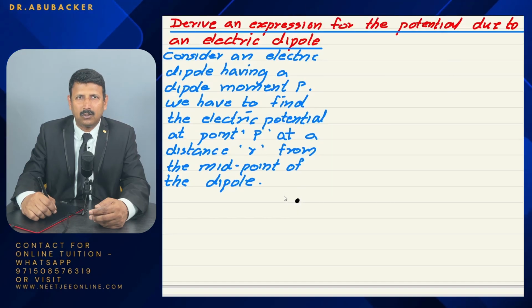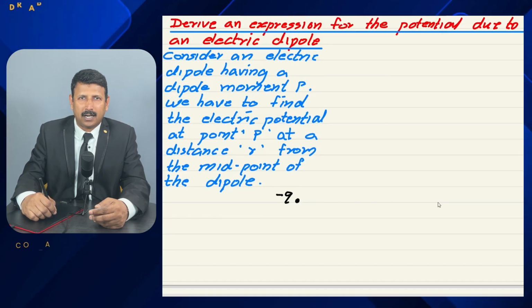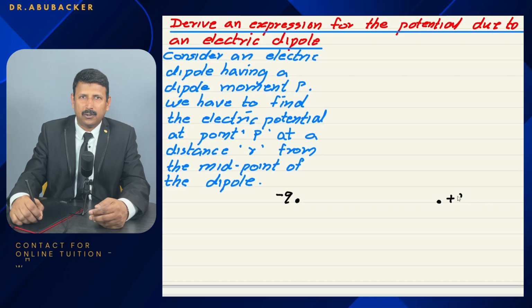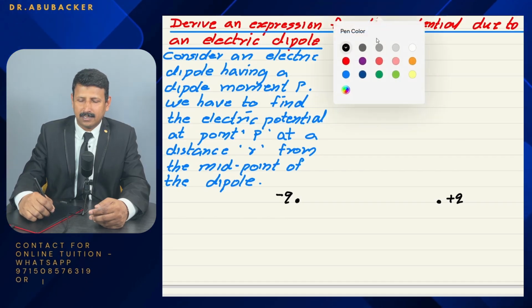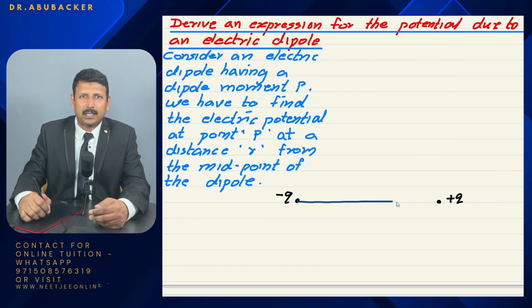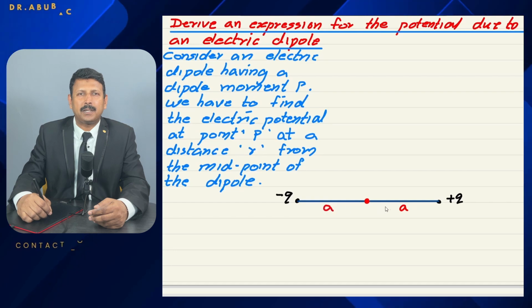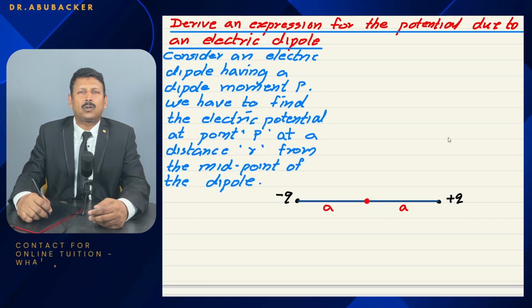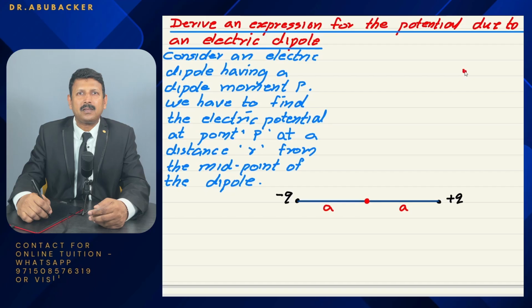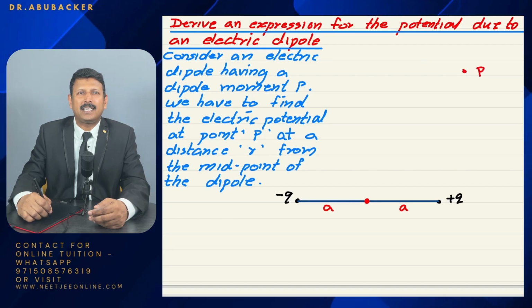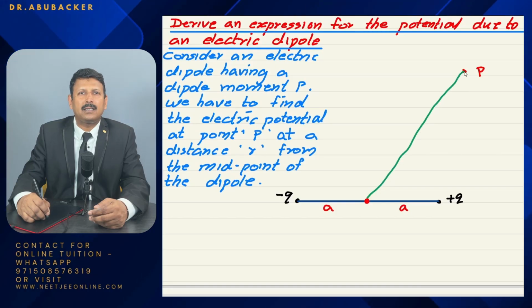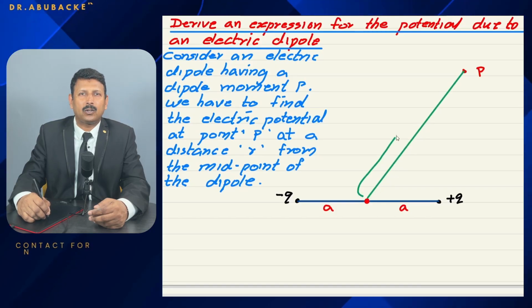We can do the drawing now. You know that a dipole has two charges, right? So minus q and plus q at a distance 2a. Marking the distance between the charges as 2a, and the midpoint, one side a, other side a. Total distance between them is 2a. Now we want to talk about the point P. Here is the point P, which is at a distance mentioned in the statement: at a distance r from the midpoint of the dipole. So this distance is r, small letter r.